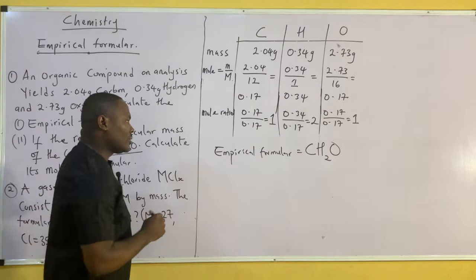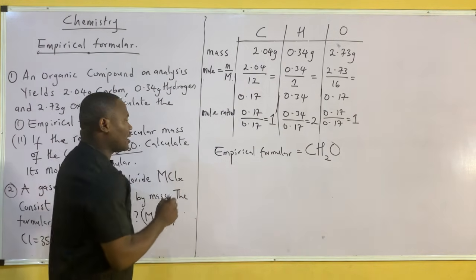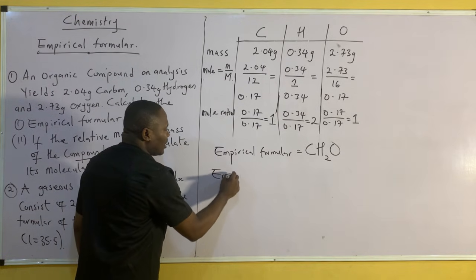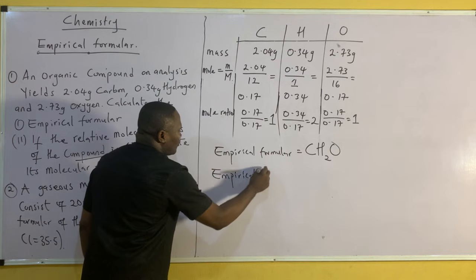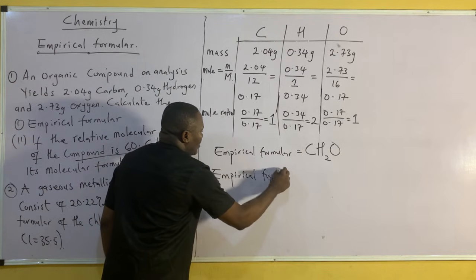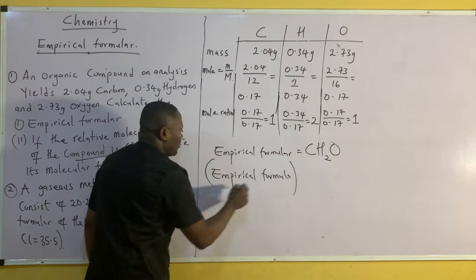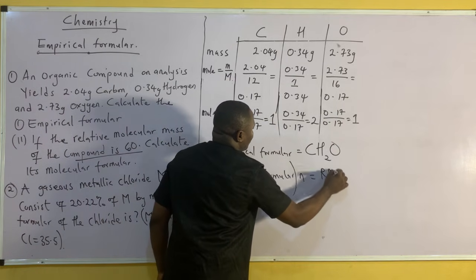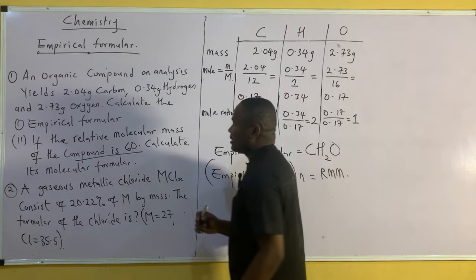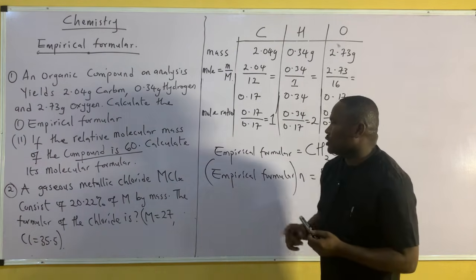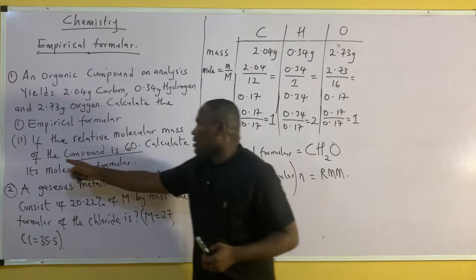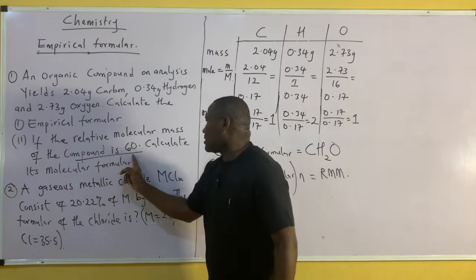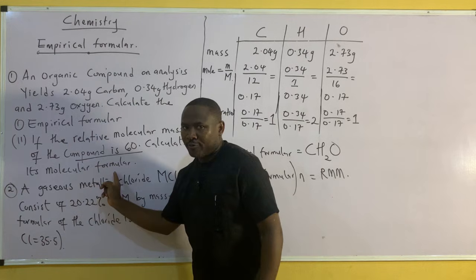Now remember what we did in our previous lesson. We said empirical formula, bracket N equals relative molecular mass. So in solving question number 2, our question says if the relative molecular mass of the compound is 60, calculate the molecular formula.